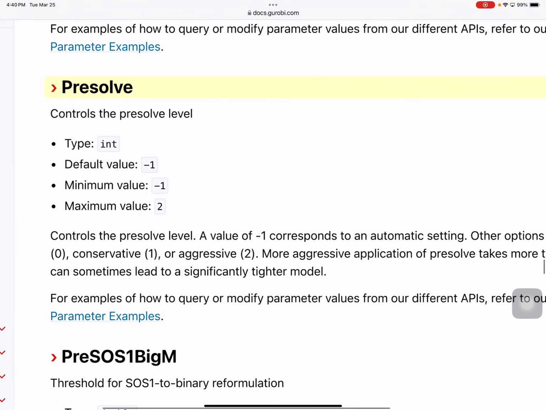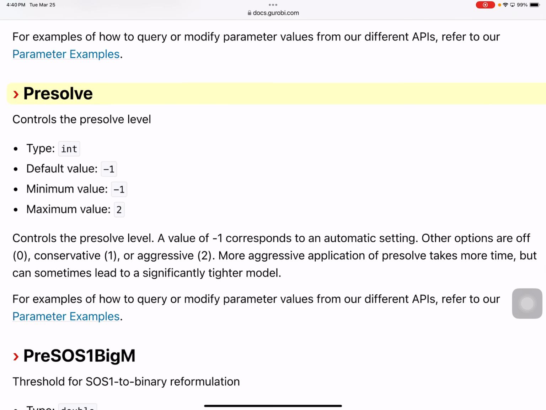If you read this documentation, it says the value of -1 corresponds to an automatic setting. Other options are off, so if you specify Presolve equals 0, you are turning off the presolve. For some special cases, let's say you want to test your algorithm, you may want to turn off the presolve, just to make sure your algorithm directly affects the problem, rather than presolve being a black box. You don't know what it does for your algorithm, right? And 1 is conservative, you don't spend too much time on presolve. 2 means aggressive, you spend a lot of time on presolve.